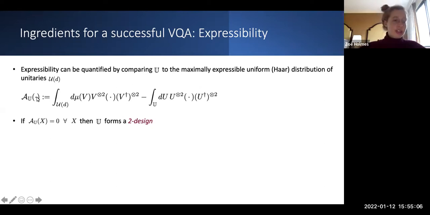I introduced this definition in terms of a generic t, but in many cases it suffices to consider only up to second order. For this talk, that's certainly the case. So I'm going to drop the subscript t and replace it with a 2, and now I just have this generic superoperator defined for the twofold case. Now if A of x equals 0 for all x, then it means that the ensemble of unitaries U forms a two-design.